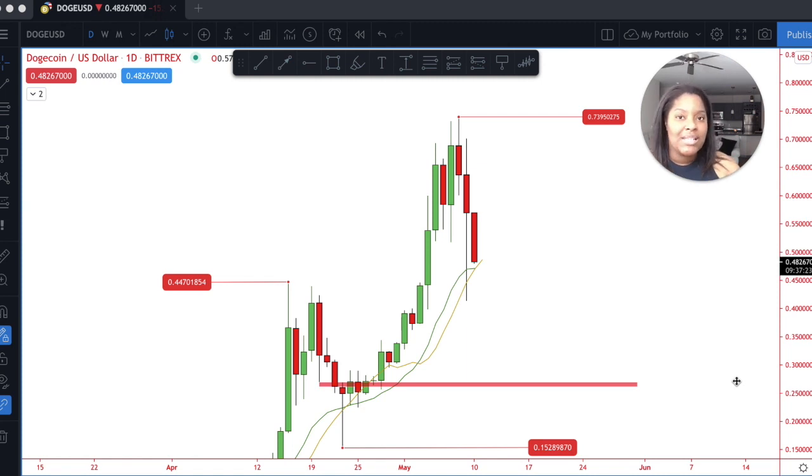Now, fundamentals is not my strong suit, and I admit it every single week when I teach, because there are so many other people who can teach you guys fundamental analysis. I'm more of a visual person. I'm more of a hands-on person. So I personally like getting my hands dirty with technical analysis.